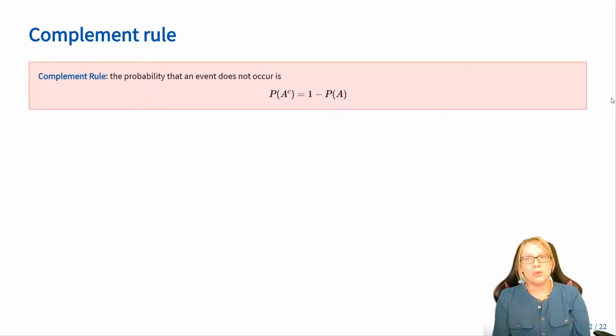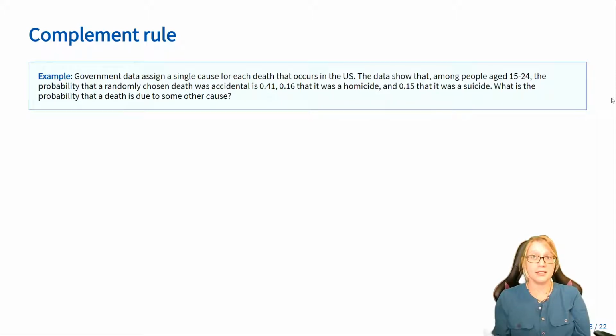A second rule that we can use to help us find probabilities is called the complement rule. So I'm going to let A superscript C, so A with the little c up top, represent the event that A does not happen. So every event has a complement. It either occurs or it doesn't. So then the complement rule, the probability that the event does not occur, is just simply 1 minus the probability that it does.